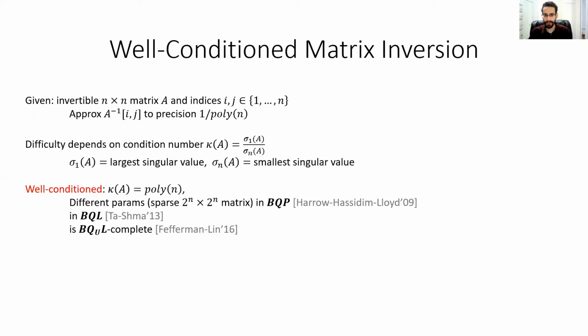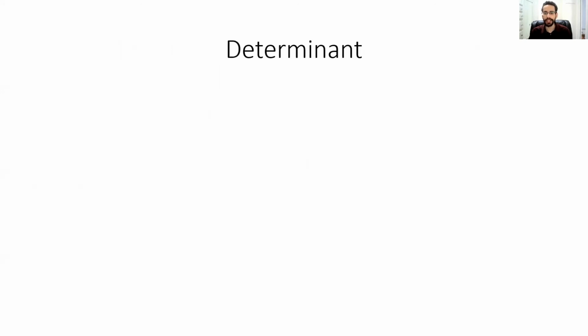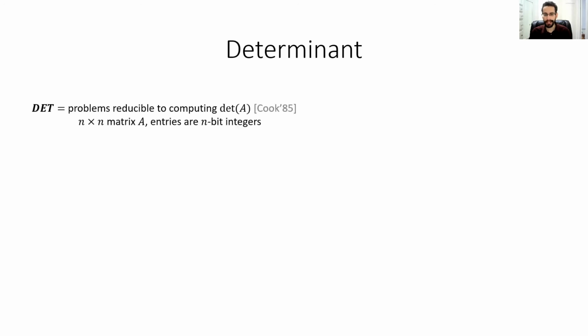We can now generalize this result even further and show that polyconditioned versions of other natural linear algebraic problems are also BQUL complete. To do this, let's consider the determinant problem. Following its original definition by Cook, the complexity class DET consists of all problems reducible to computing the determinant of an n by n integer valued matrix. Where, to be clear, we're now considering computing the determinant exactly.